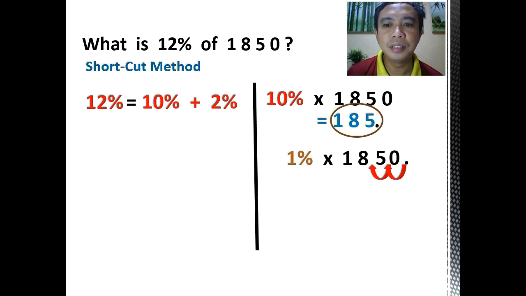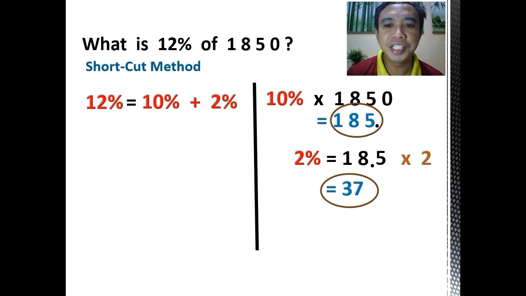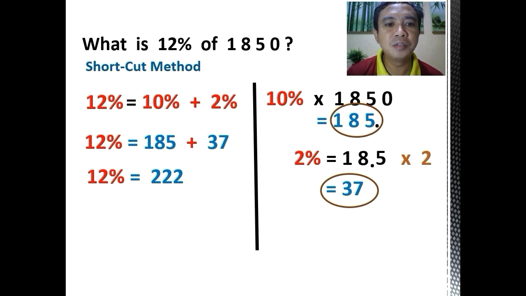Just as we did with our previous example, we simply move our decimal point 2 places to the left. So you have 18.5. Now, since we are looking for the 2% of the number, not 1%, we will multiply 18.5 by 2. So what is 18.5 times 2? So you have 37. Now we have our 10% and 2% of 1,850. So we simply add 185 plus 37. Presto! You have 222. Therefore, 12% of 1,850 is 222.